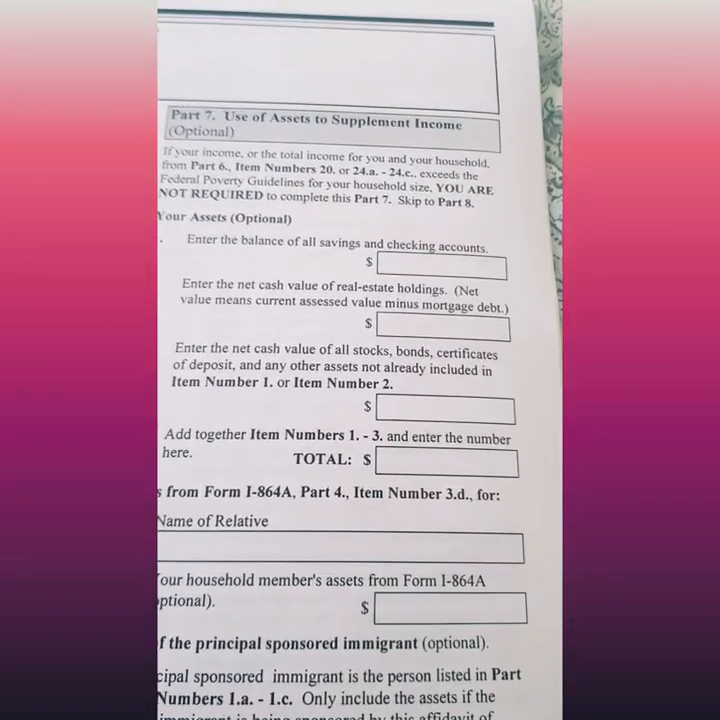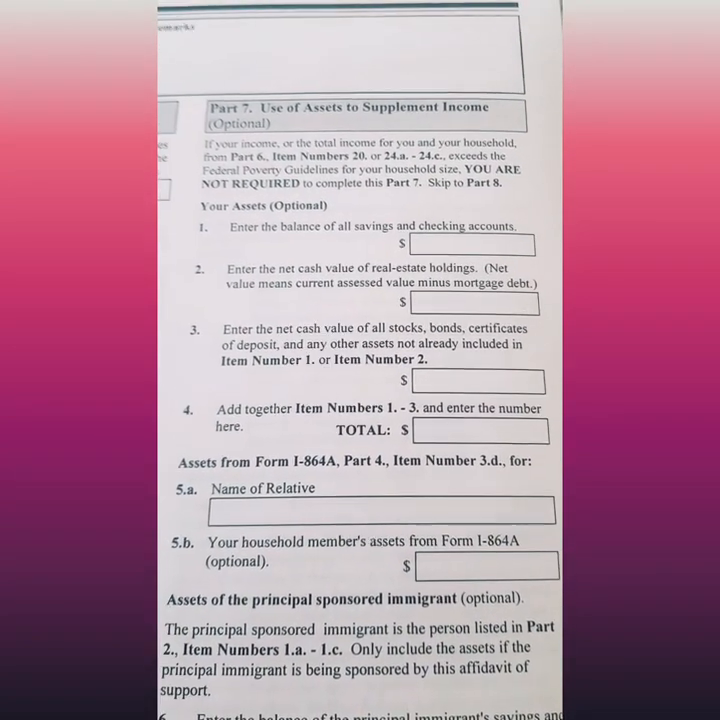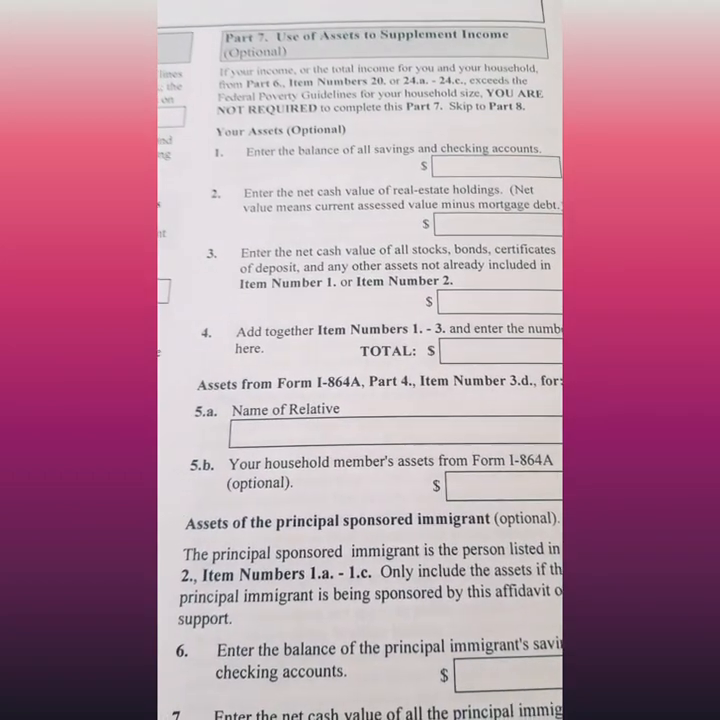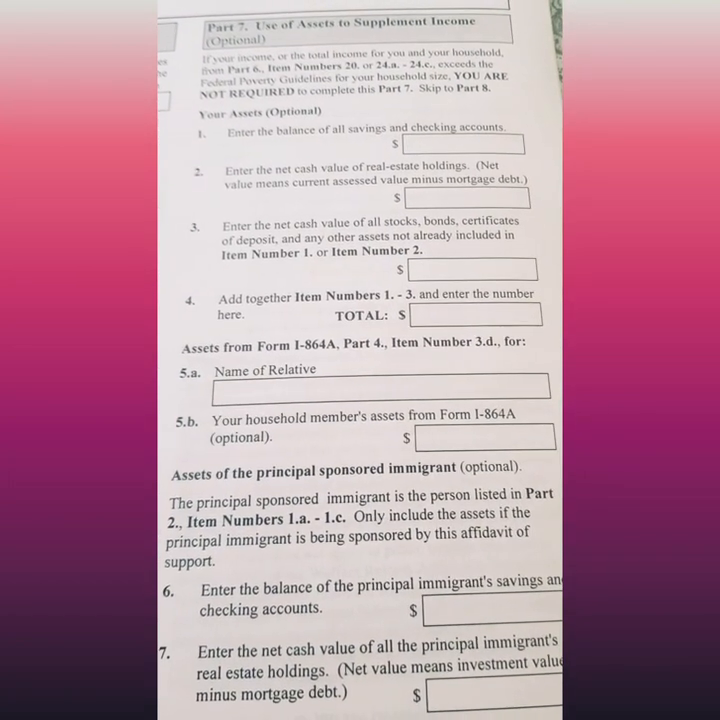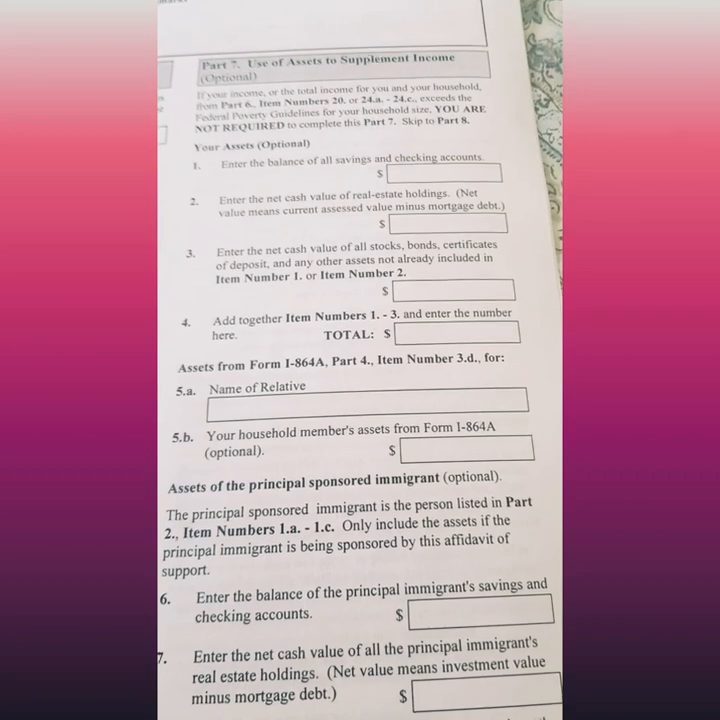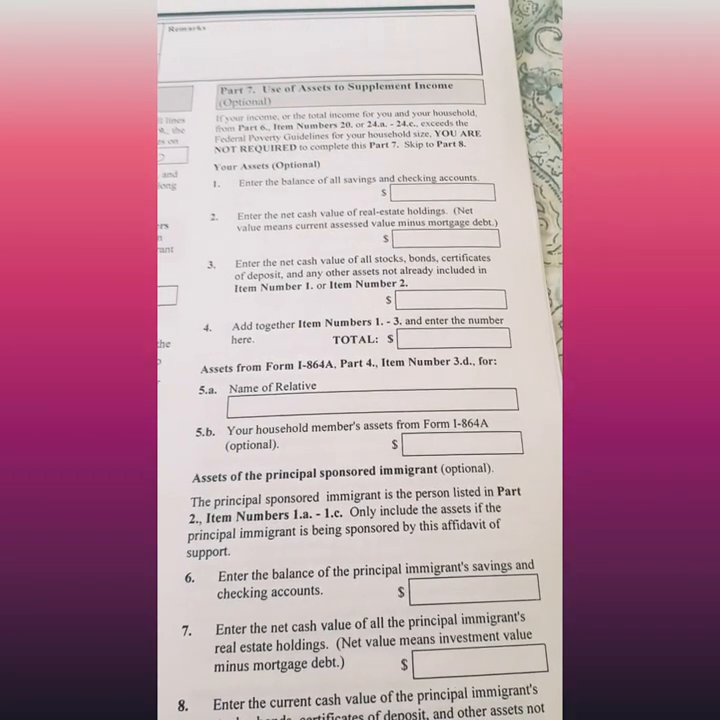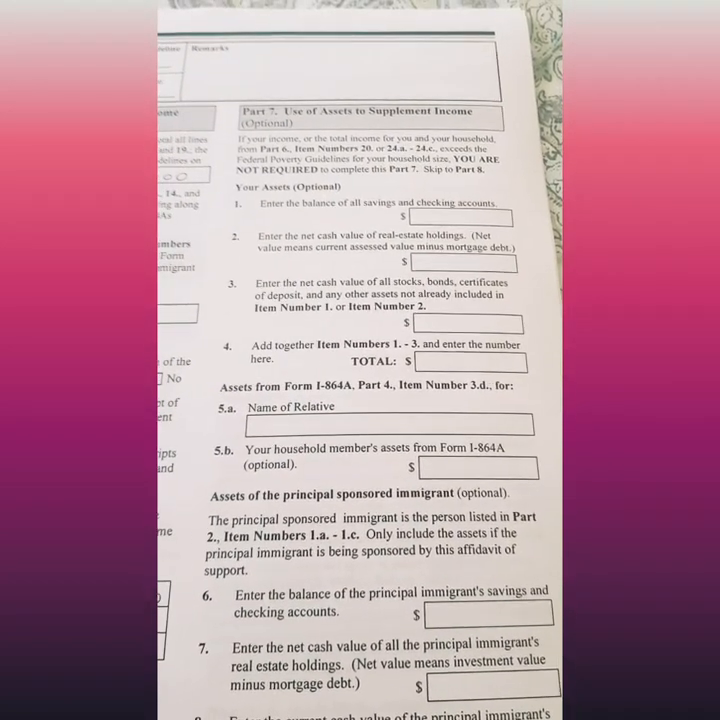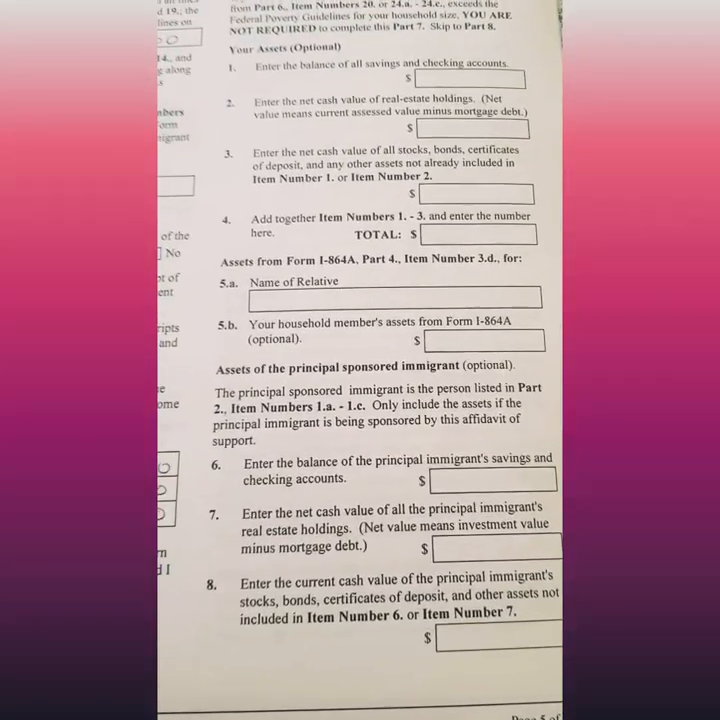So, on Vivian Williams, who is petitioning for the husband, John Williams, they don't have any assets to supplement their income. So we move over to number 5A, which says names of relative. You indicate. Number 5B says your household member assets from Form I-864A, which is optional, you indicate. So this is the asset of the principal sponsored immigrant. All this is just talking about if you have assets to supplement income. Since they don't have any assets to supplement their income, we move over to the next one.